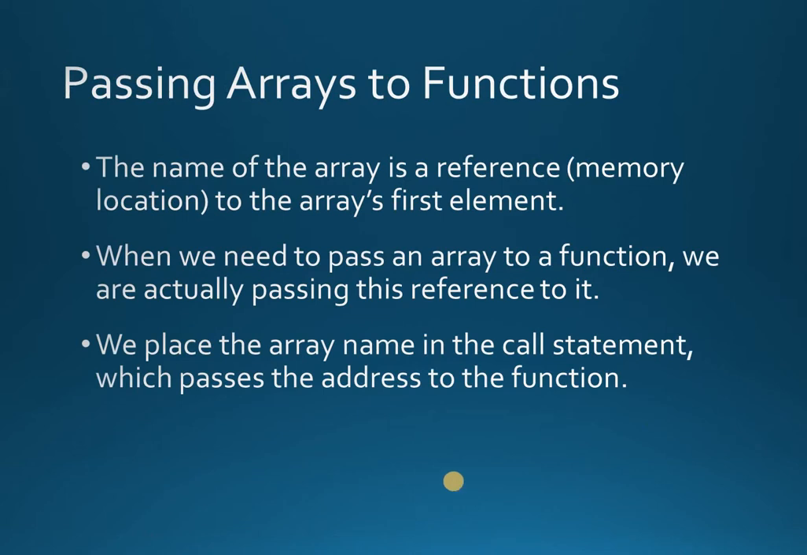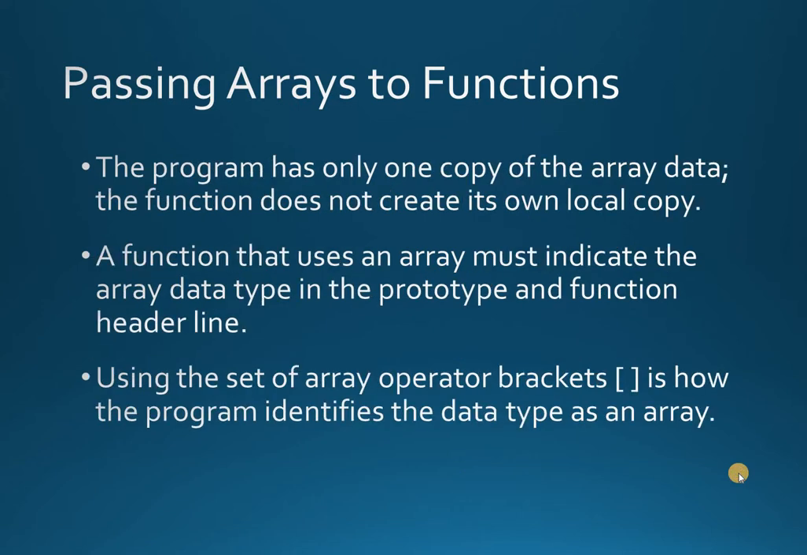When we want to pass an array to a function, all we do is pass the name of the array. The name is a reference to the array's first element, or a pointer, depending on how you want to call it, because pointers and references are both considered to be reference types. So we want to pass the address of the array to the function because we want the program to only have one copy of the array data.